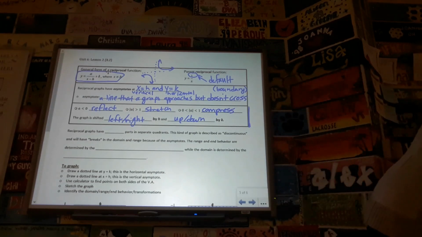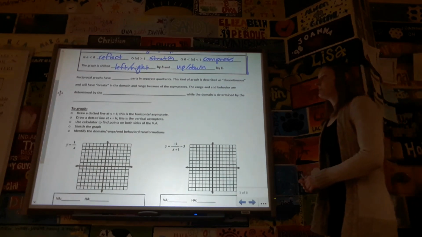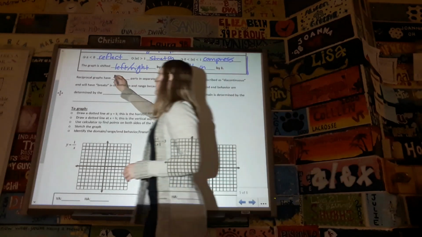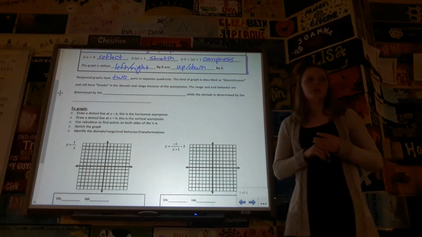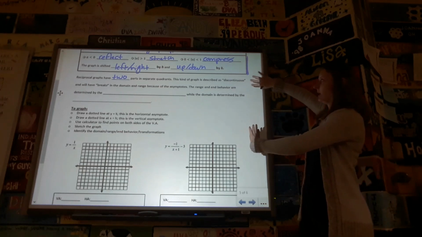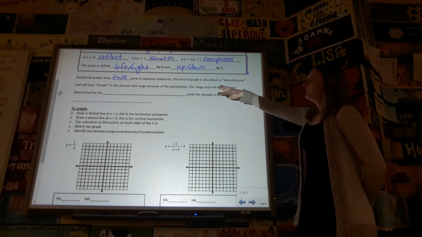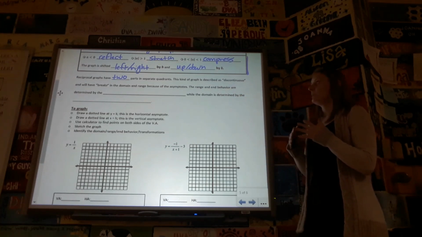Alright, so just a quick description of these graphs. Reciprocal graphs have 2 different parts in separate quadrants. If there's no reflection, it should be the first and third quadrant, right? The upper right, lower left. This kind of graph is called a discontinuous graph because it has breaks in the domain and range because of the asymptotes.